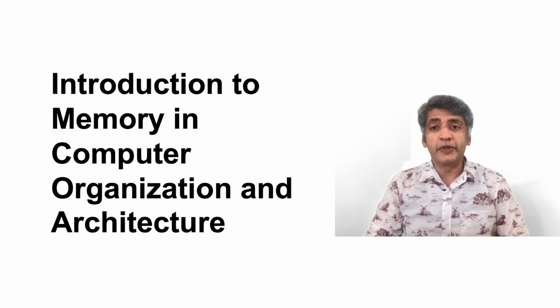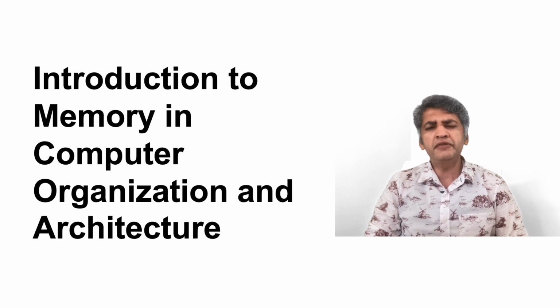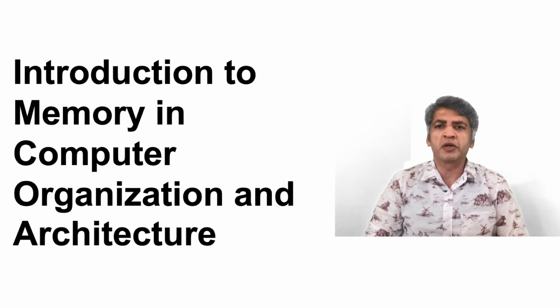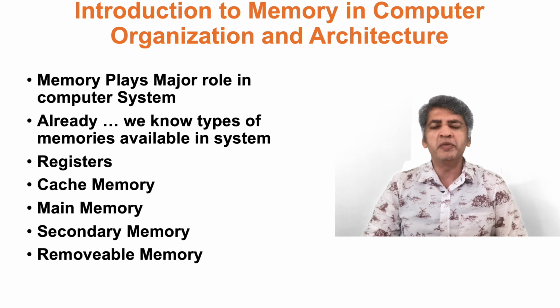Hi friends, in this video we are going to discuss memory in a computer system. Already we know that there are different types of memories available in a computer system. The first one is register, the second is cache memory, the third is main memory, and the fourth is secondary memory. There is also one more type, called removable storage.